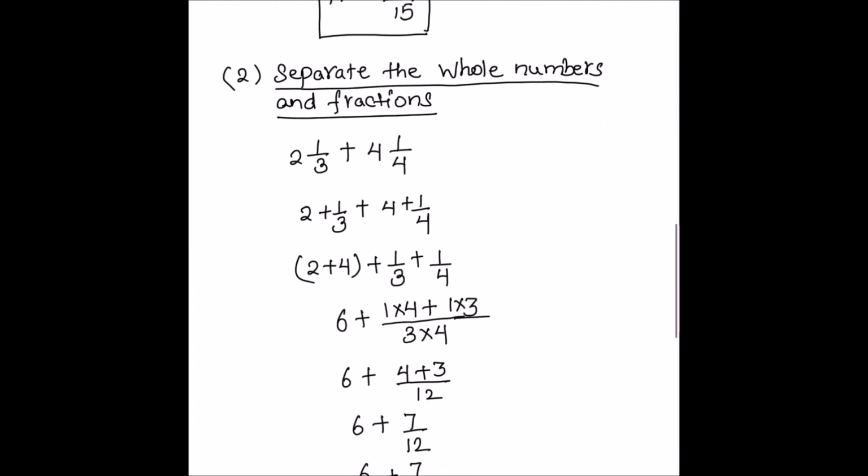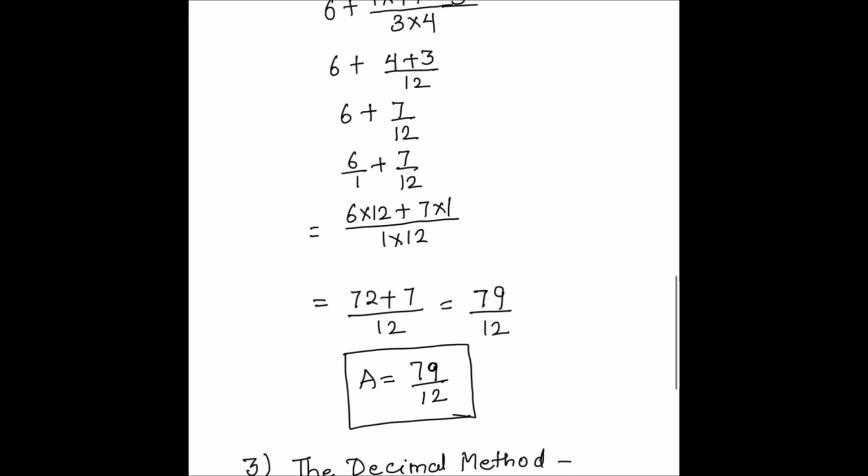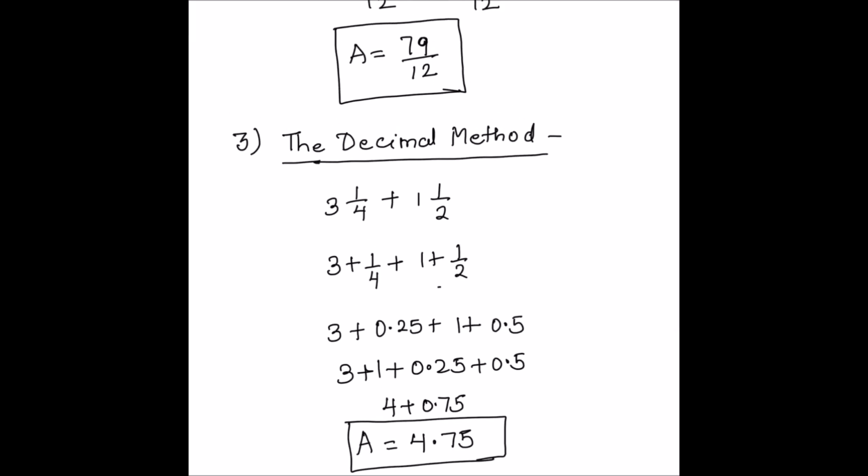The second method is to separate the whole numbers and fractions. Here in this example we have separated the whole part and the fractional part. The whole part will be added as is, and for the fractional part we have used the butterfly method. And the last method was the decimal method, which we can use when the fractional part is easy and can be easily converted to decimal. So these were the three methods of solving mixed fractions.